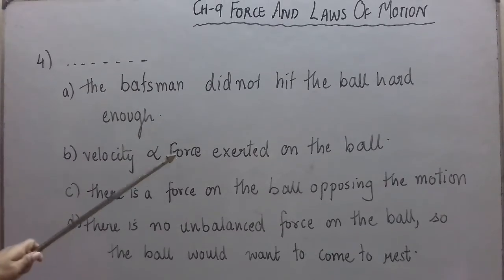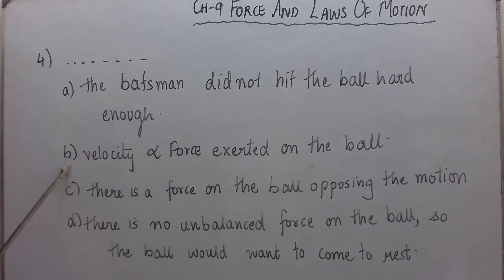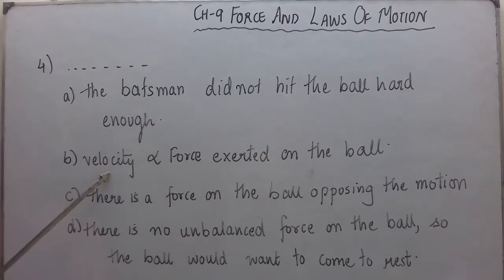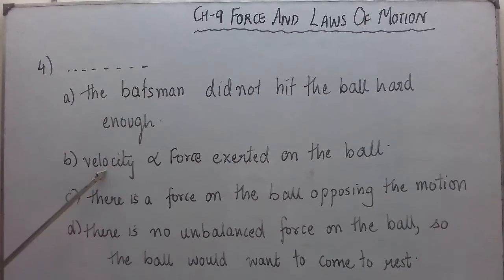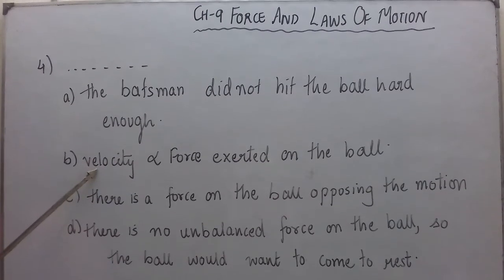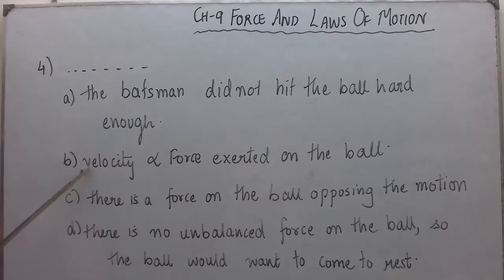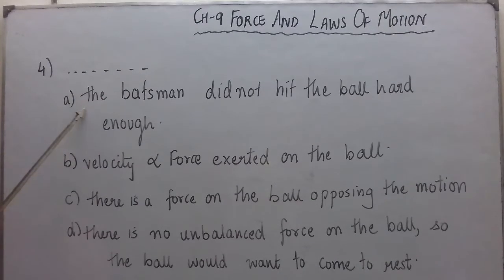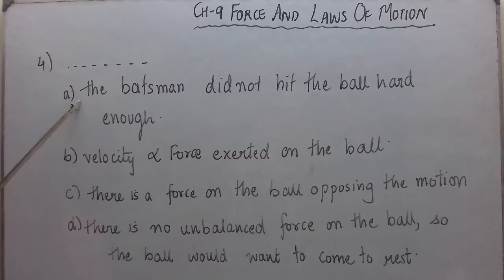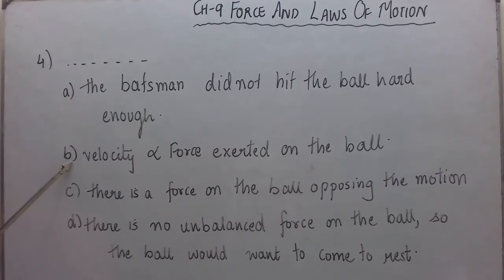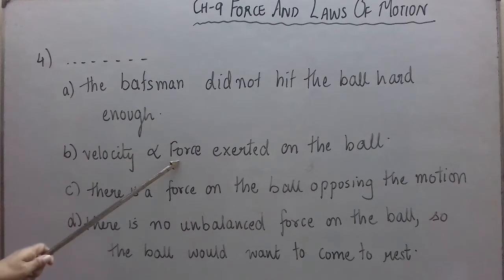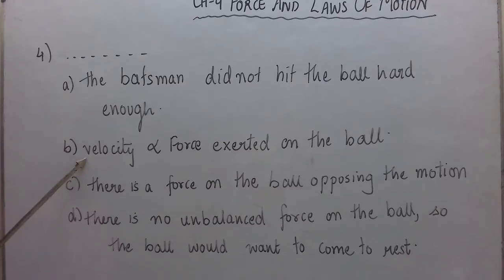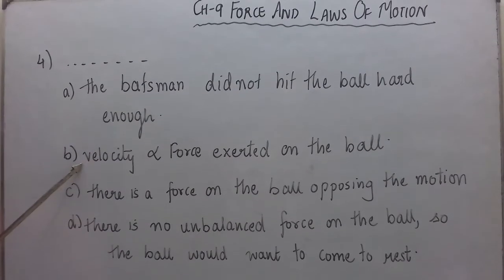Because the force exerted on the ball, if it is small, then since velocity is proportional to force, velocity will be small. But again we know that even with small velocity, the ball should not stop. It should continue to move with the same small velocity. So these two points are quite similar. Here they have written that the force is less, did not hit the ball hard enough, means force applied is less. And here they have written velocity is proportional to force, it means less force and hence less velocity. But again, from these two points we cannot say these are the reasons why the ball has stopped.